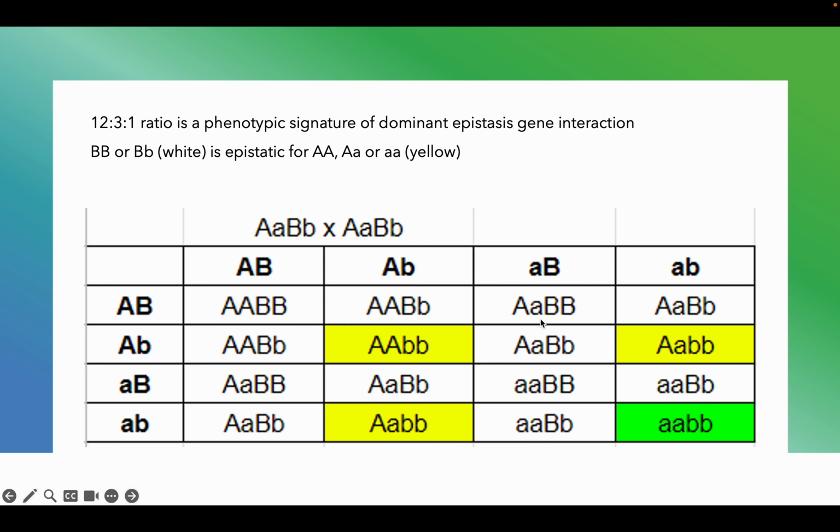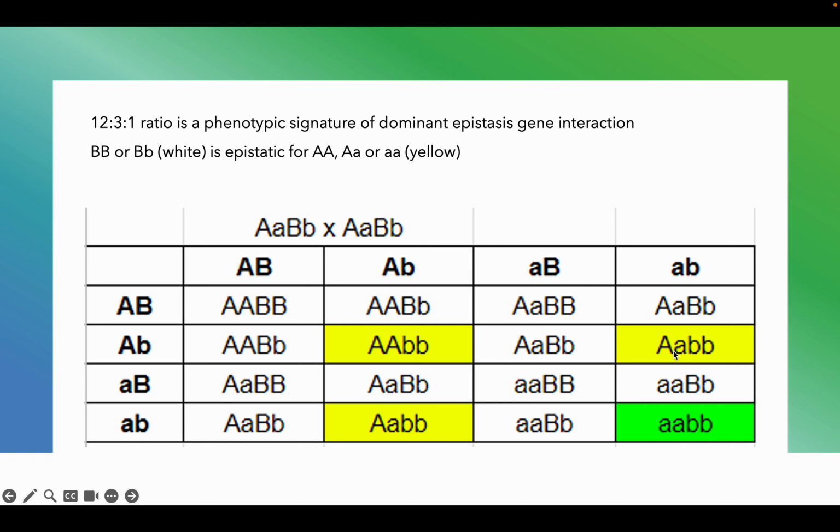Here you can see the examples. When we cross this F1 generation, whenever B is in dominant condition, the color we get is white. Whenever B is in recessive condition, B can no longer hide the expression of A.